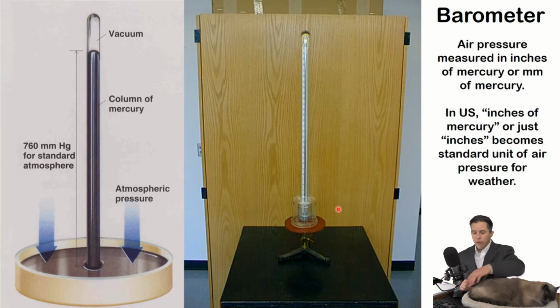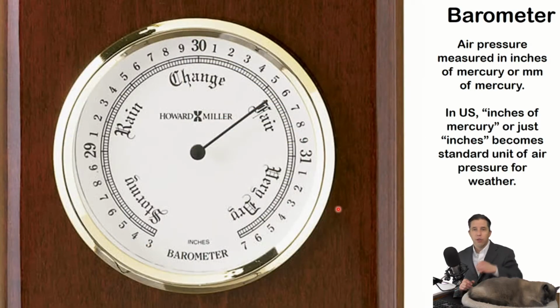Over time, people figured out other ways to measure air pressure. And today, we don't use mercury. We don't have columns of mercury. But we still use the unit inches. So here's a more modern barometer, and it says inches right there.